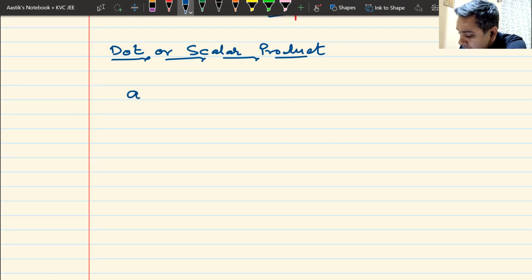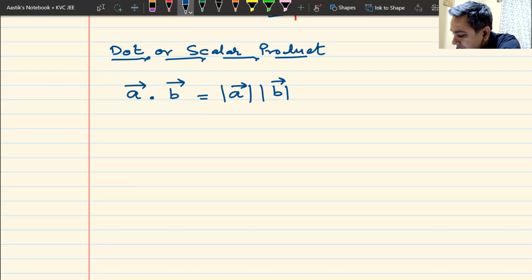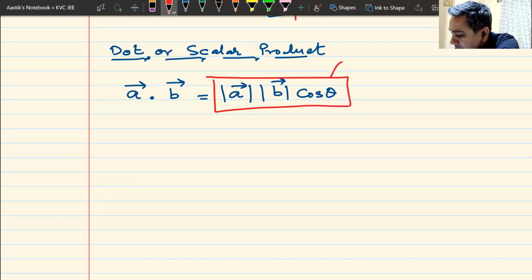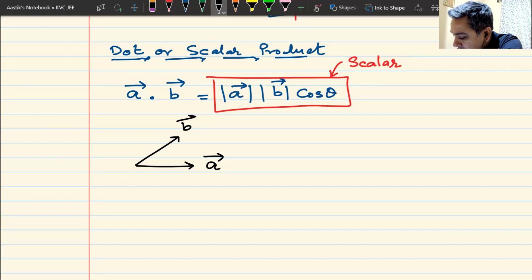If I have two vectors A and B, the dot product is represented by a dot. A dot B, if I take the dot product of these two vectors, it is simply equal to the magnitude of A multiplied by the magnitude of B multiplied by cos theta. Now this entire quantity is a number, hence it is a scalar, and this product is known as the dot product. What is this cos theta here? This theta is the angle between A vector and B vector.